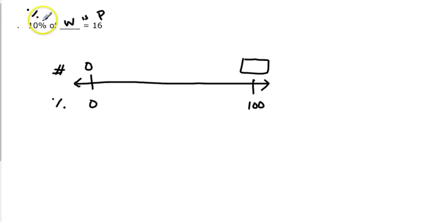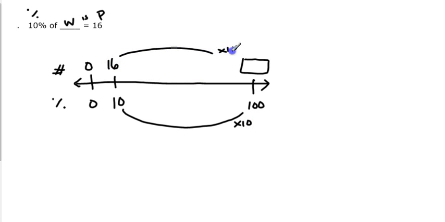What I do know is 10% is 16. So I'm going to come over here and put 10% on the bottom is 16. And I'm going to move my way to find my answer. And this one's really easy. I could just do times 10. Most of us know 10 times 10 is 100. So I do 16 times 10 to get to 160. So my missing piece is 160. So 10% of 160 is 16.